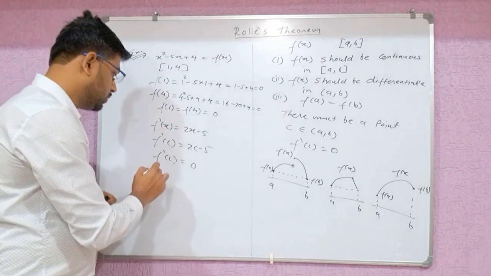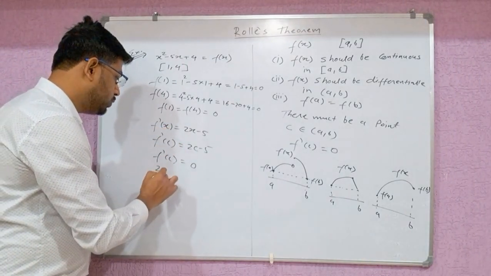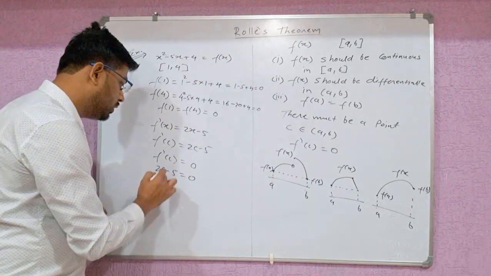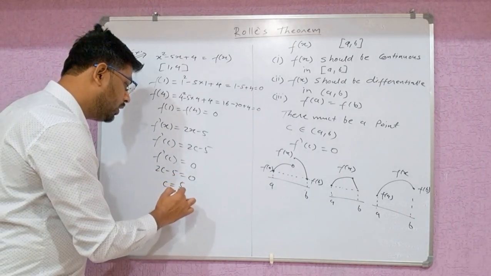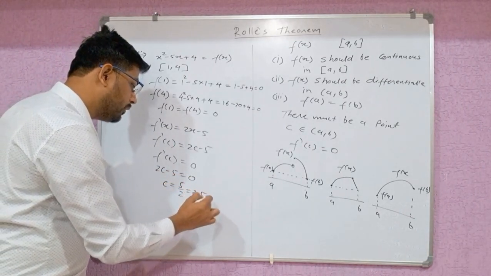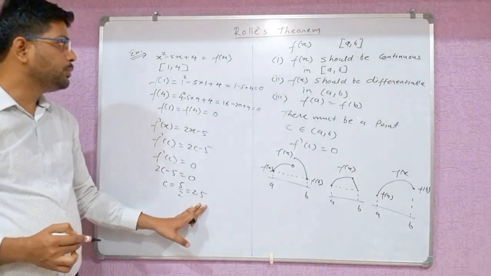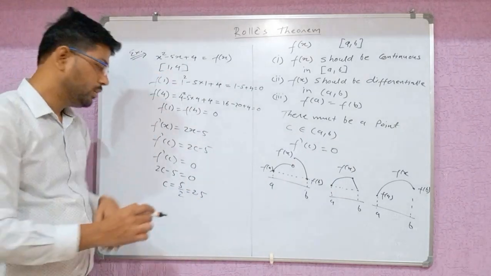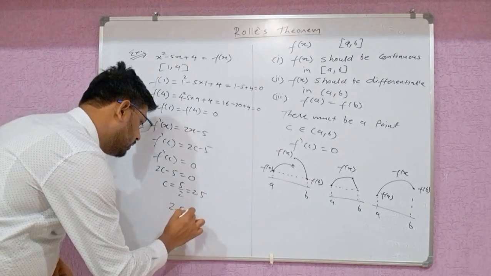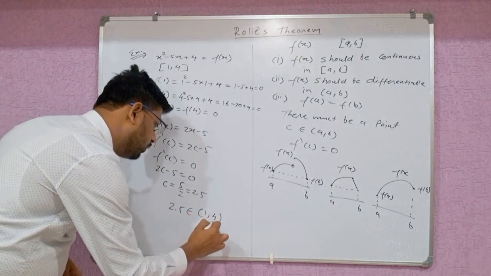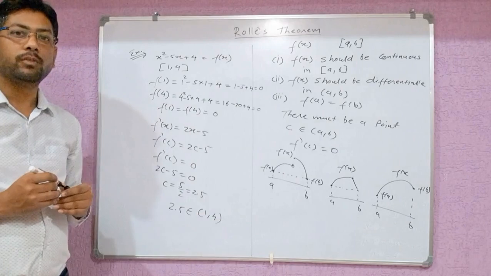So this f dash of C means 2c minus 5, this will be equal to 0. So from here we get C as 5 by 2, that is 2.5, and we know this 2.5 belongs to this interval 1 to 4. So 2.5 belongs to 1 to 4. So hence Rolle's theorem is verified from here.